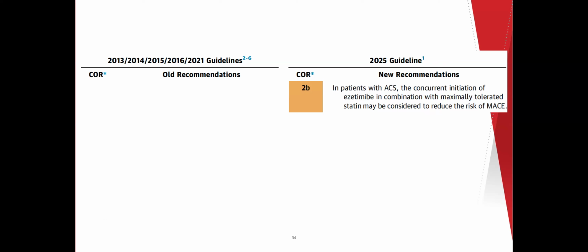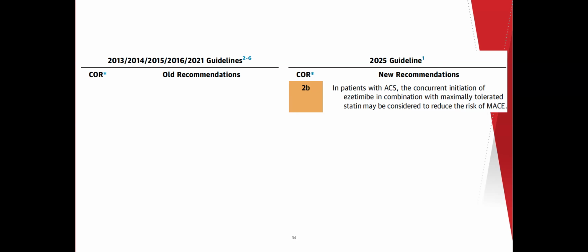Fourth, in patients with ACS who are already on maximally tolerated statin therapy with LDL cholesterol 55 to 69, adding a non-statin lipid-lowering therapy is reasonable to reduce the risk of MACE. That's a class 2A recommendation. Prior to this guideline, no guideline explicitly addressed a population of patients who were already at an LDL level of 55 to 69 at the time of ACS.